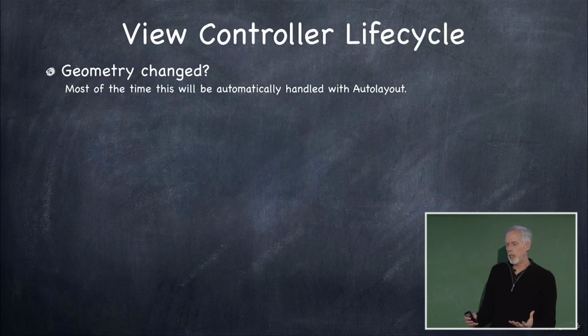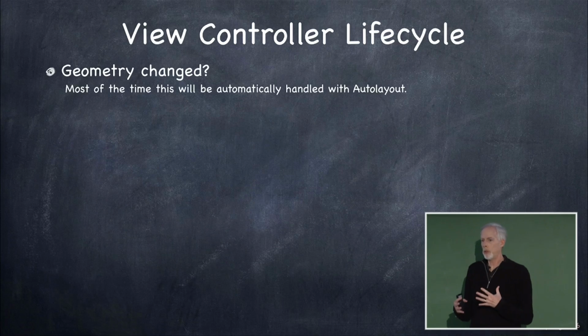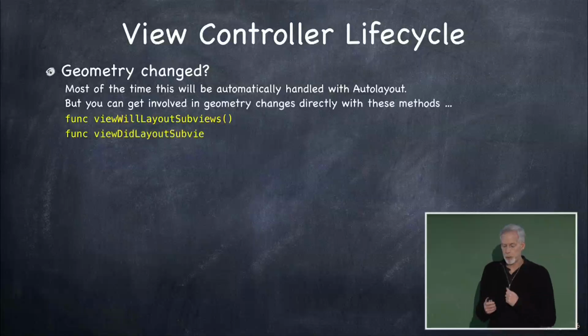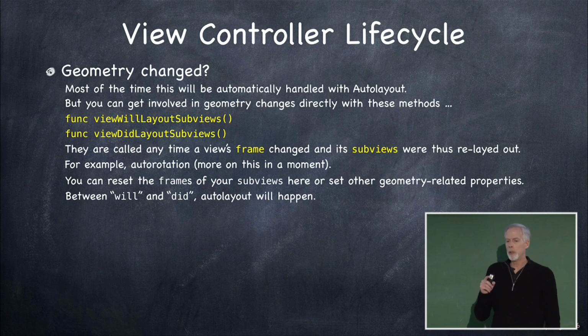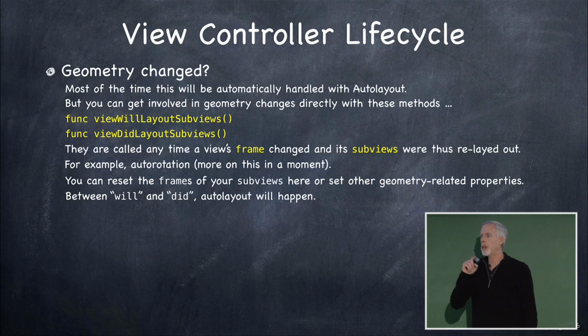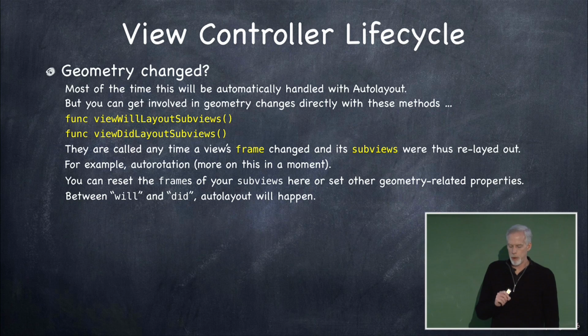So if you want to do something based on geometry, where do you do that? Well, there are lifecycle methods specifically for that: view will layout subviews and view did layout subviews. So every time your bounds change, and sometimes when they don't change, be careful, you'll get these two messages, view will layout subviews and view did layout subviews.